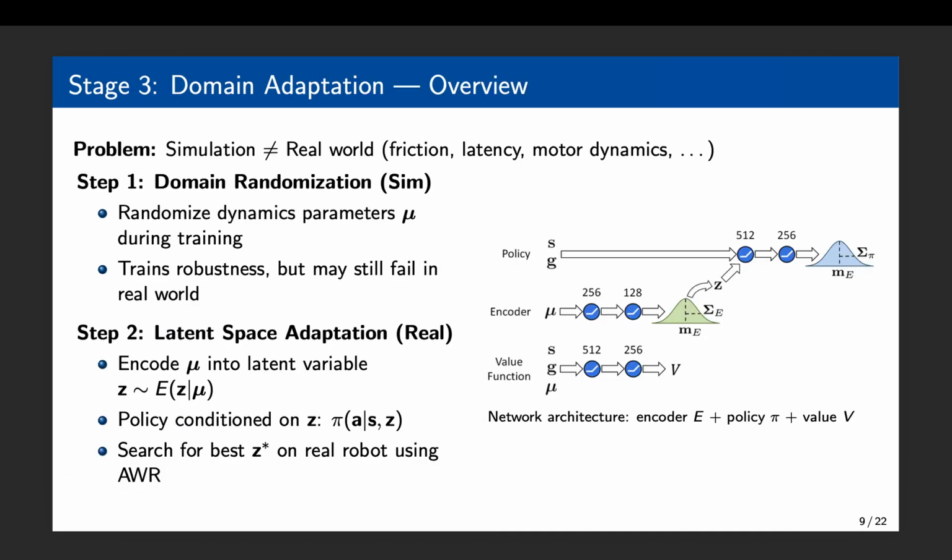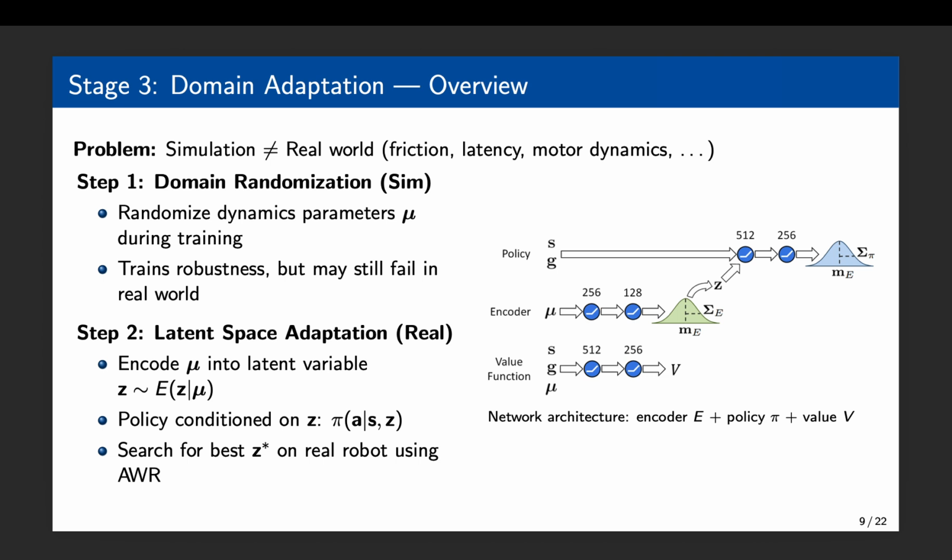Now let's talk about the third and most technically novel stage, domain adaptation. The fundamental problem is the sim to real gap. Even if your policy works perfectly in simulation, the real world has different friction, different motor dynamics, sensor noise, latency, all the things your simulator does not perfectly model. Their approach has 2 parts.